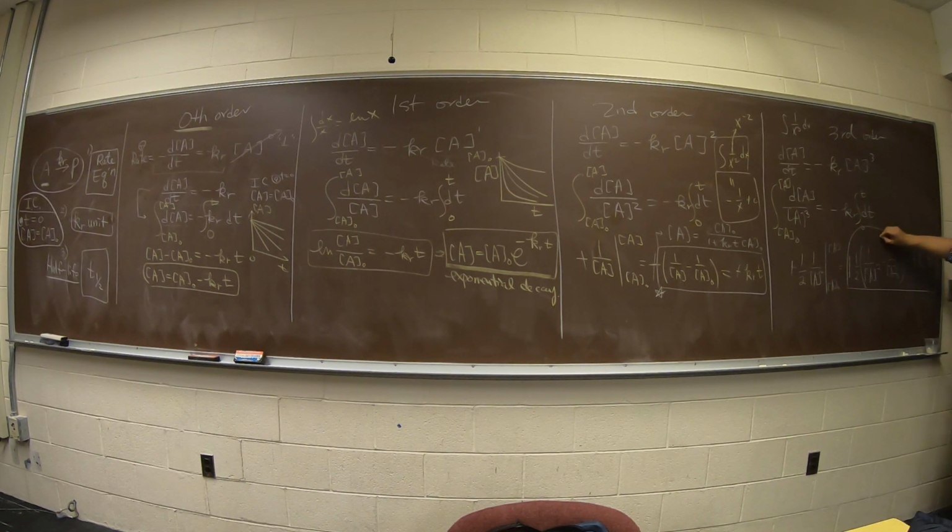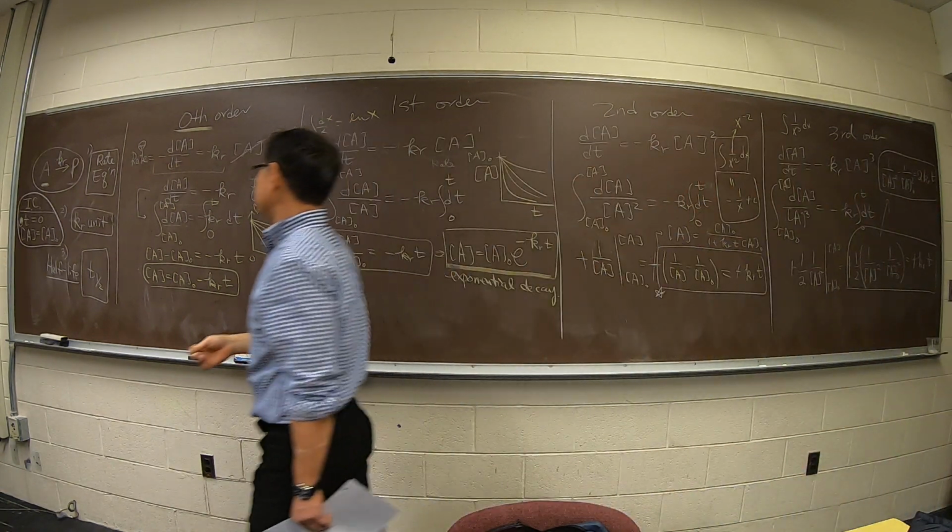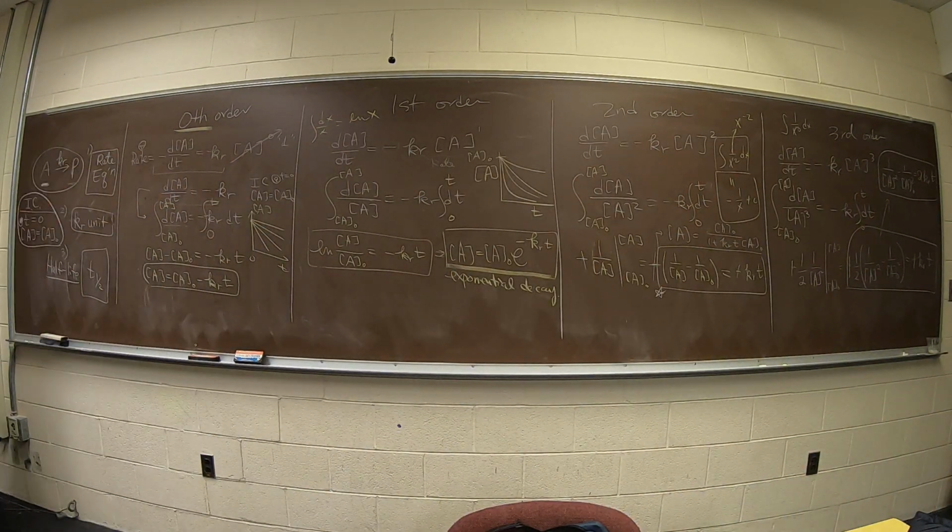If you want much neater writing, you can write 1 over A squared minus 1 over A naught squared is 2 times kRT. So that's the proper equation form. So it's just a matter of getting used to solving this one. And let's check on the actual rate law constant itself.